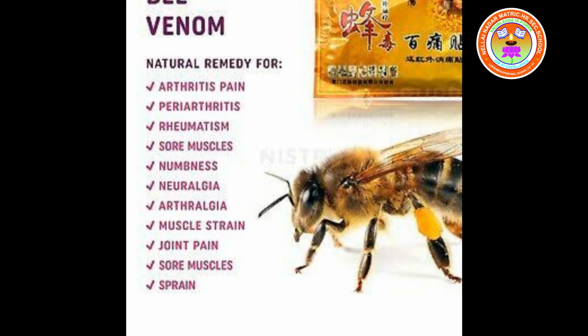So, bee venom is a natural remedy for arthritis pain, periarthritis, rheumatism, sore muscles, numbness, neuralgia, arthralgia, muscle strain, joint pain, sore muscles and sprain. So it is another important product of honey bee.